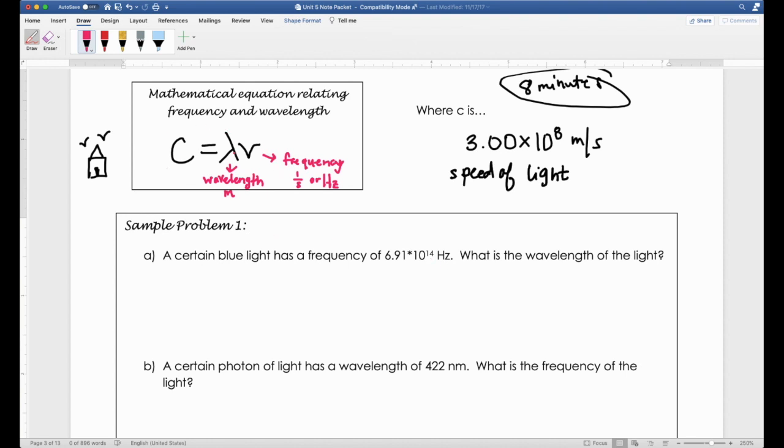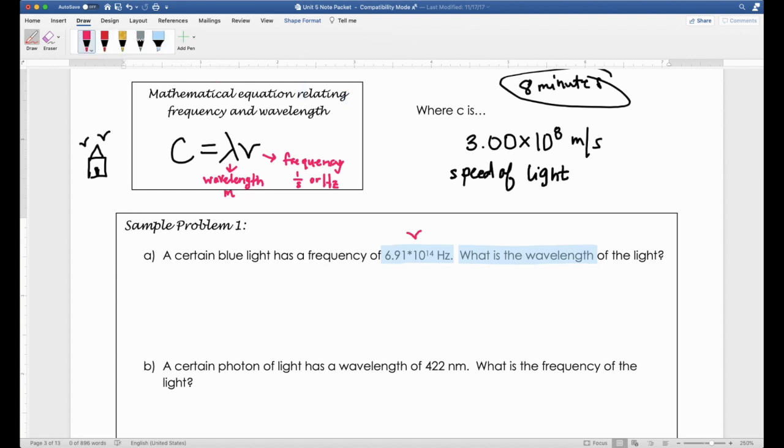So we only have to use this equation. A certain blue light has a frequency of 6.91 times 10 to the 14th hertz. What is the wavelength of the light? So we're given the frequency, 6.91 times 10 to the 14th hertz. This right here is the frequency of the light. We want to know what is the wavelength. So that's what we're trying to find.